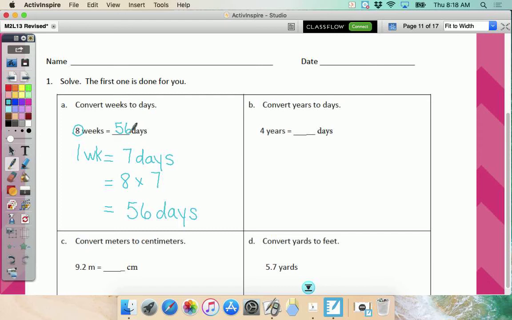This one we can't really do in our heads, can we? So we're going to start with 1 unit. What would 1 unit be? 1 what? Year. And then how many days are in a year? Good. Then what do I do? Multiply 365 times 4. Good. And this might call for standard algorithm. So if you want to do standard algorithm, go right ahead.